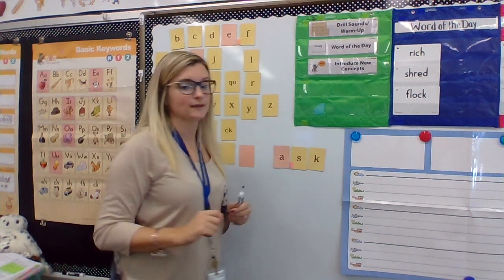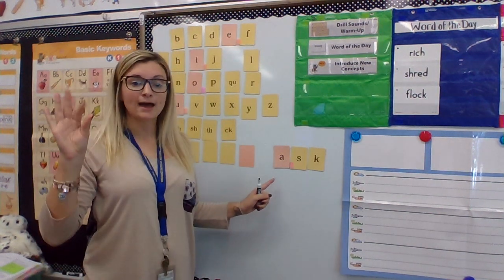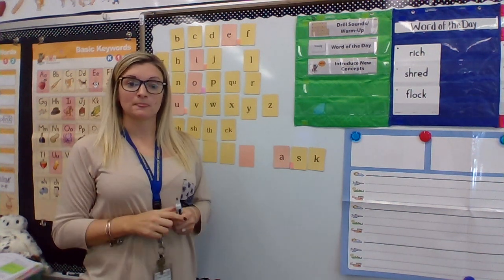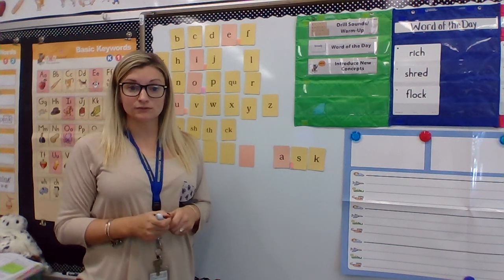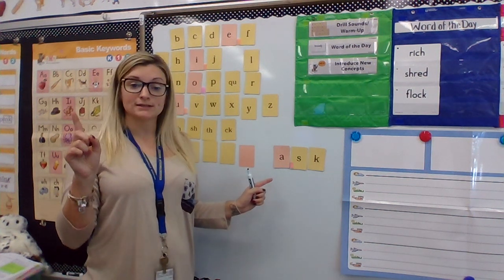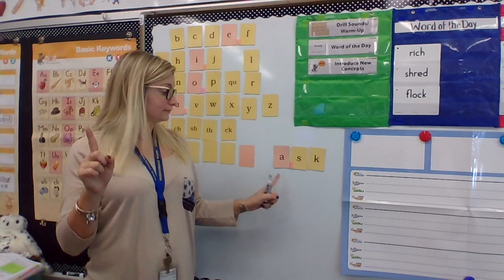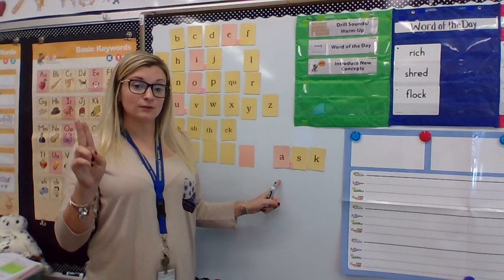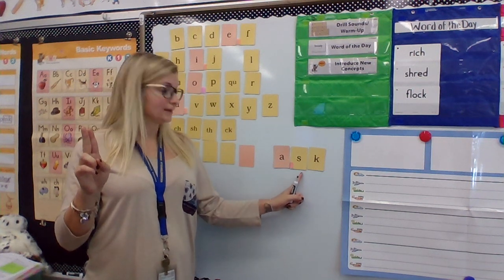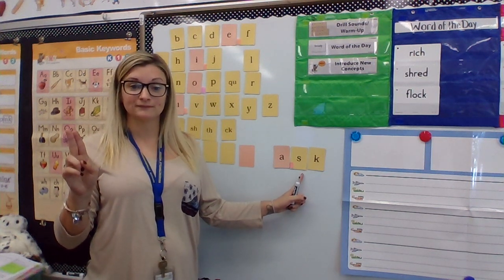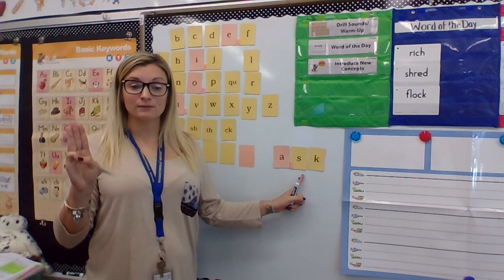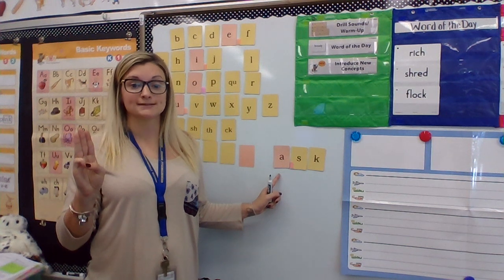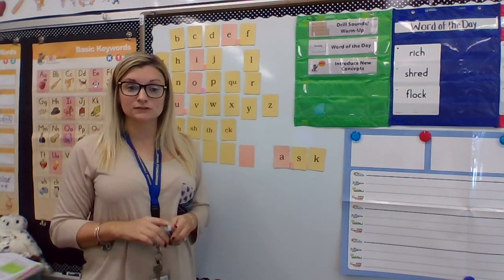All right, let's try this one. Let's tap it out. Ask, ask. All right, let's see if it follows all three rules. Number one, does it have one vowel? Yep, it has the A. Two, is the vowel followed by at least one consonant? Yep, it's followed by the S there. And three, does the vowel make a short sound? Yes, the A makes the ah sound. Perfect, so I know it's a closed syllable.